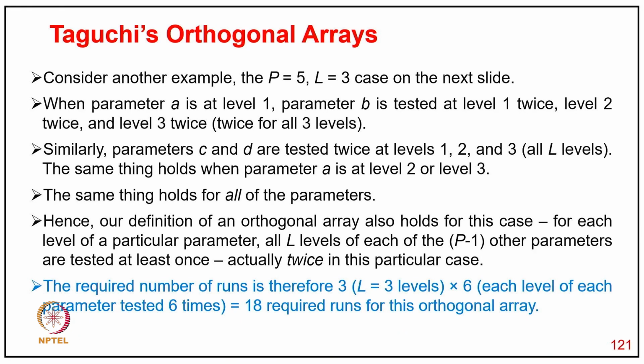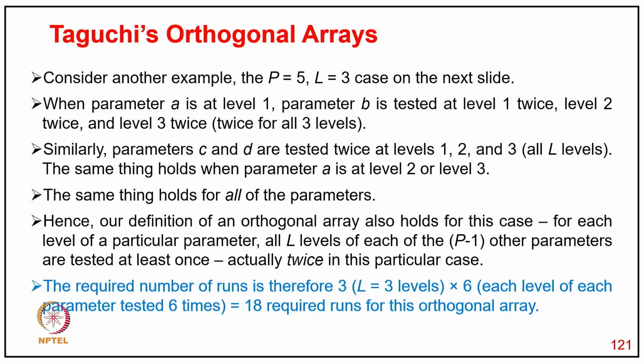Consider another example, with p equal to 5 and L equal to 3 on the next slide. When parameter A is at level 1, B is tested at level 1 twice, level 2 twice and level 3 twice, so twice for all 3 levels. Similarly, parameters C and D are tested twice at levels 1, 2, 3, for all L levels, and the same thing holds when parameter A is at level 2 and 3. So the same thing holds for all of the parameters.